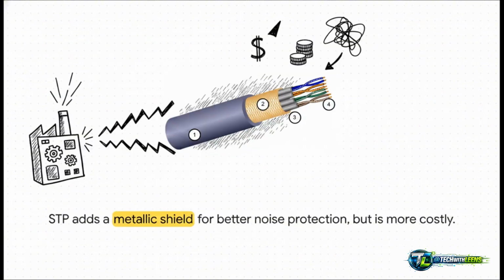Now, what if you're in a place with a ton of electrical noise, like a hospital or a factory? Well, then you bring in the heavy-duty option, shielded twisted pair, or STP. It takes those same twisted pairs and wraps them in a metallic shield. This shield acts like armor, blocking out interference. Of course, all that extra protection means it's also more expensive.